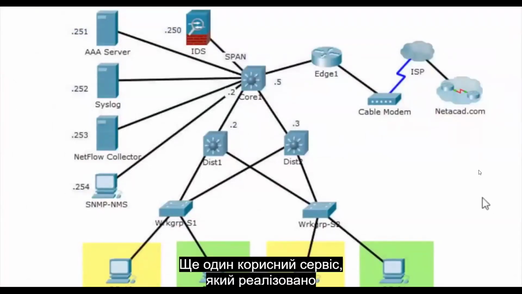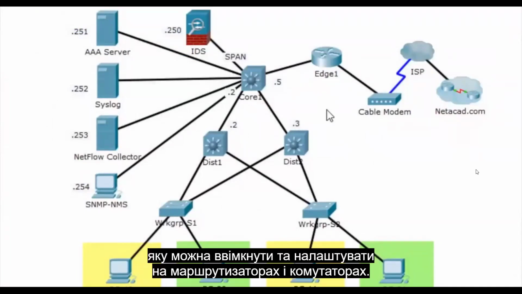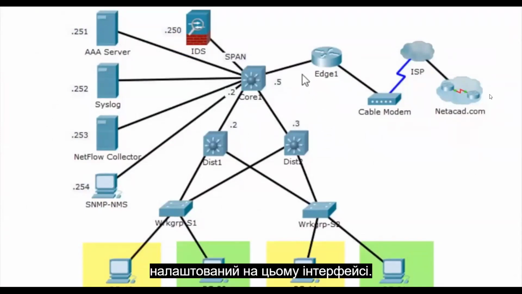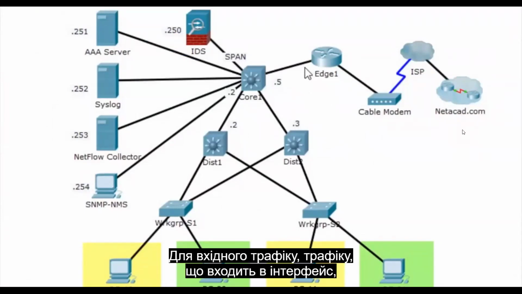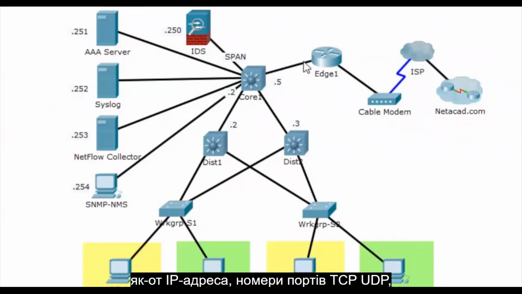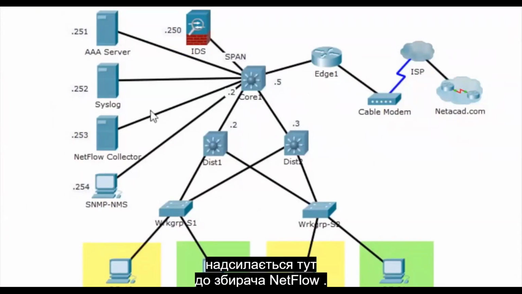Another useful service that's been implemented in this network is NetFlow. NetFlow is a Cisco service that can be enabled and configured on routers and switches. In this network, the Edge 1 router has NetFlow configured on this interface here for ingress traffic, traffic entering the interface, and egress traffic, traffic leaving the interface. Information in the packet headers, such as IP address, TCP, UDP port numbers, type of service field, and protocol information is sent to the NetFlow collector over here.